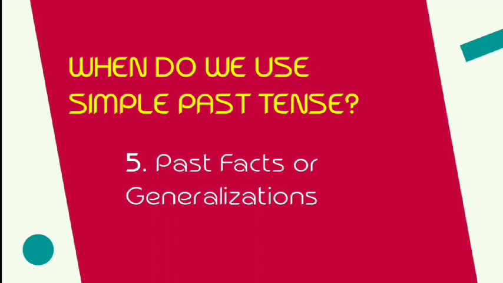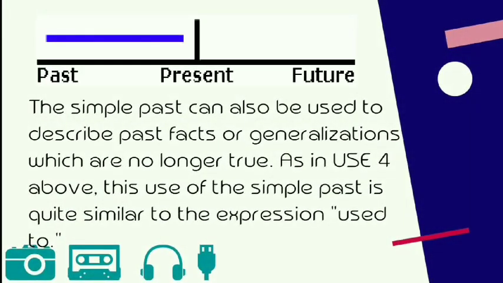Next, we use simple past tense for past facts or generalizations. Example here, it happened in the past and it is almost reaching the present, but it was already finished again. It took a long time. The simple past can also be used to describe past facts or generalizations which are no longer true. So it was true before, but today we found out that it is no longer true. As in use number 4 above, this use of the simple past is quite similar to the expression used to.